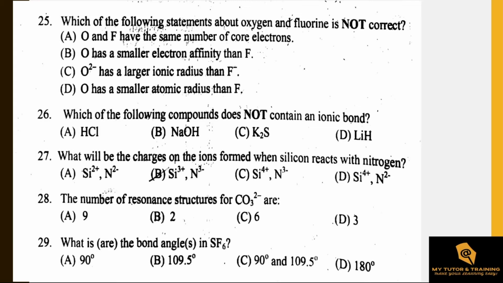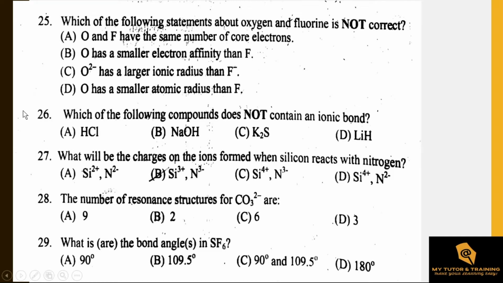Question number C, we have O2 minus has a larger ionic radius than fluorine. So here which statement is false? Oxygen has a smaller atomic radius than fluorine, that's correct. O2 minus has a larger ionic radius, that's correct. So the incorrect answer for this question is B. Oxygen has a smaller electron affinity than fluorine is a false statement, the statement which is not correct.